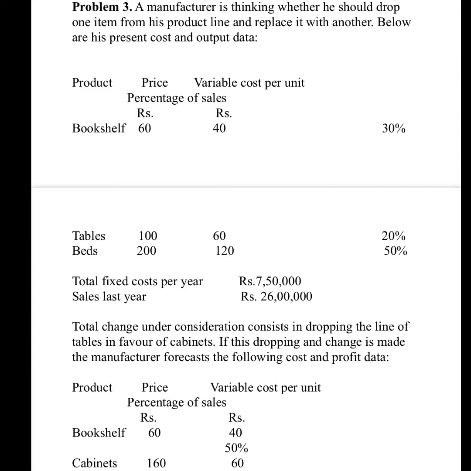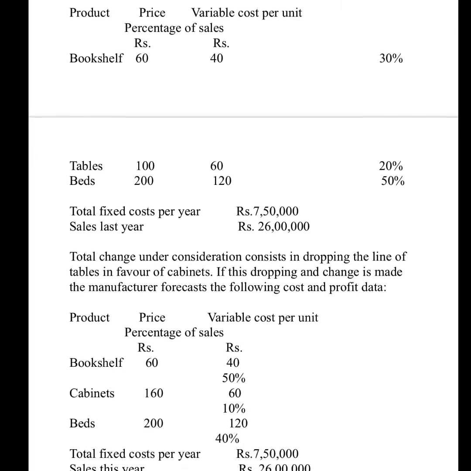The total fixed cost per year given is rupees 7,50,000, and the sales for the last year is 26 lakhs. The total change under consideration consists in dropping the line of tables in favor of cabinets. We have three products, bookshelf, table, and beds. He is saying that we will drop the table and instead of table, we will manufacture the cabinet.